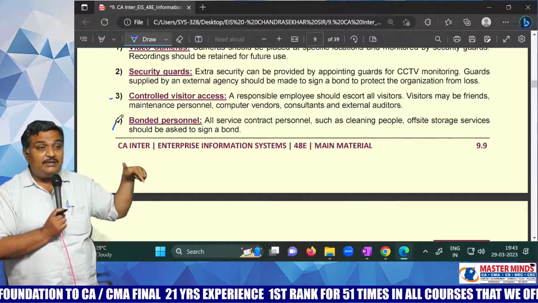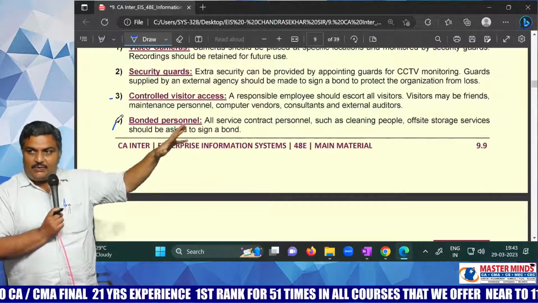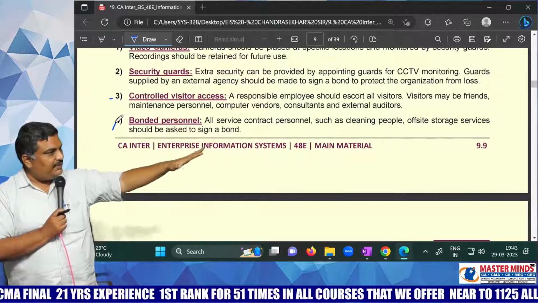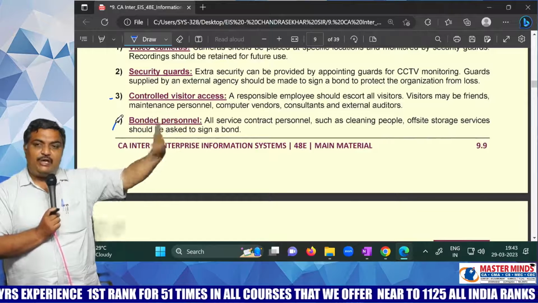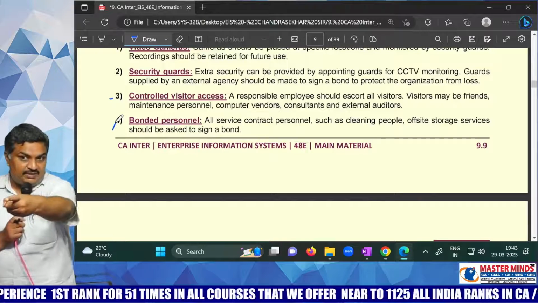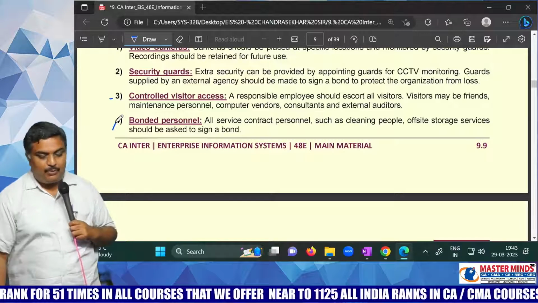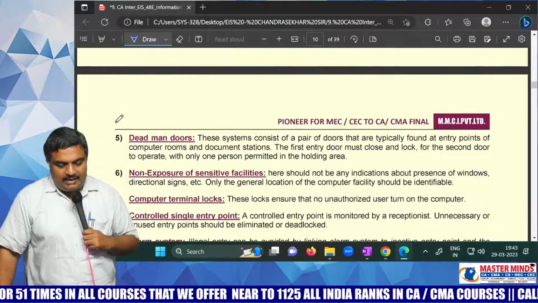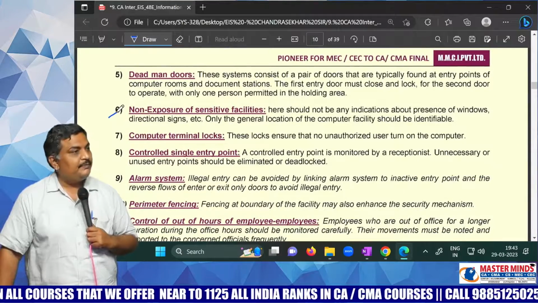Bonded personnel means they should write a bond with us that I will work 2 years, and that work should be done by that person every day. For example, if every day a new security guard comes, that is the biggest risk. You should not do that. Every day the same security guard should come. The bonded personnel should be there. Dead man doors I have shown you just now. Non-exposure of sensitive facilities.